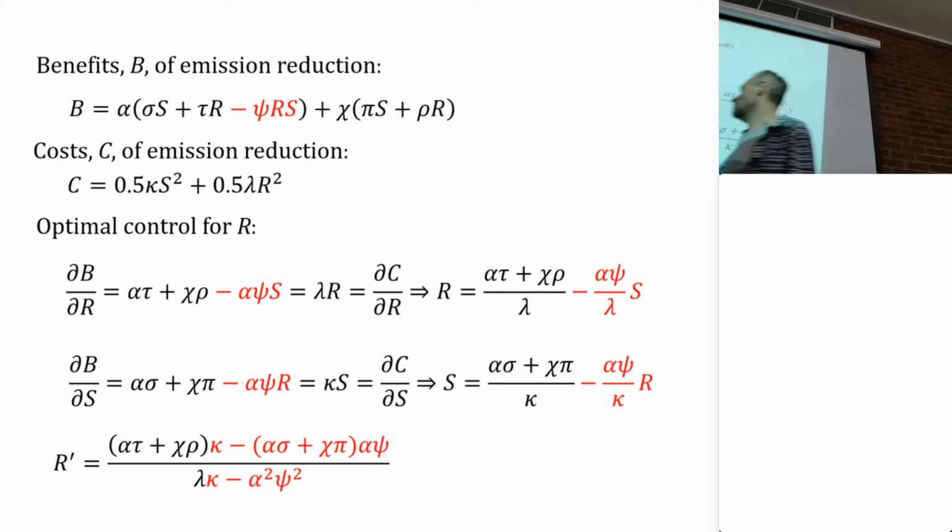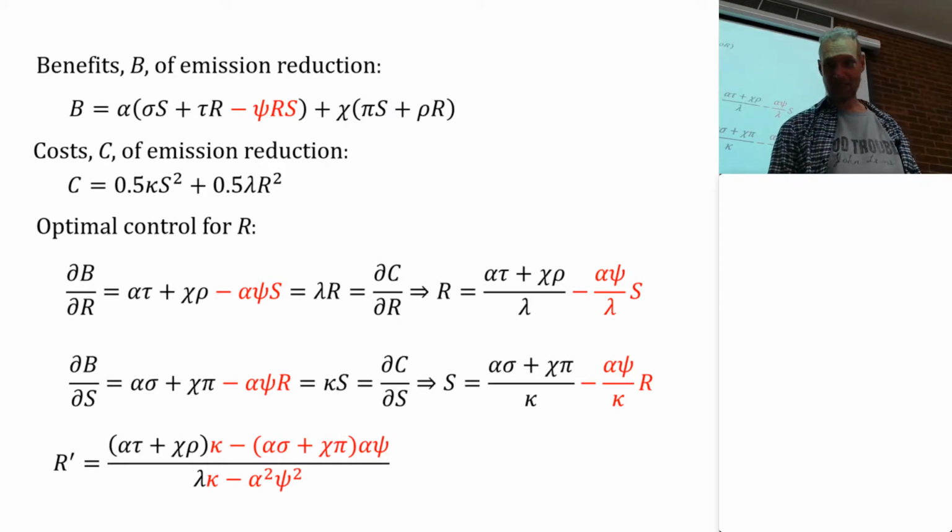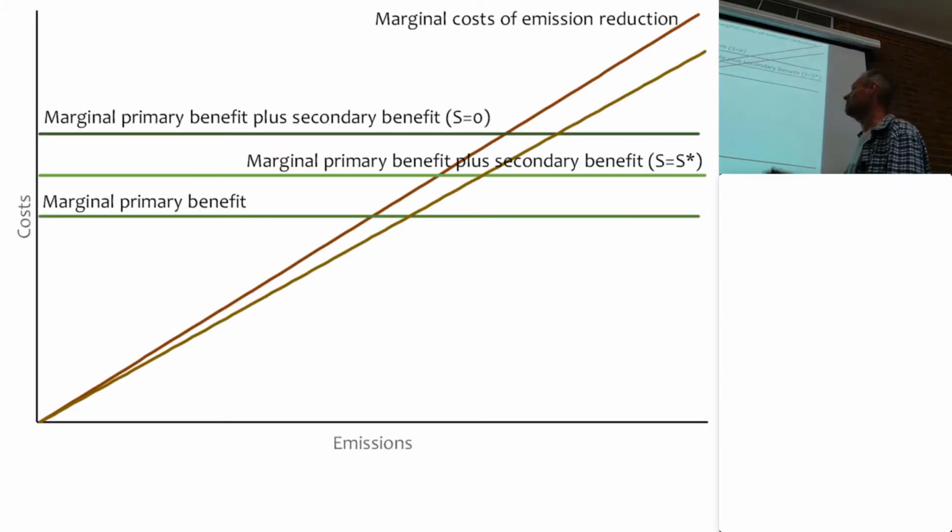The effect of all this is essentially that your curve becomes less steep. So primary benefit, secondary benefit if no air pollution policy, secondary benefit with air pollution policy. And then the other effect is that the marginal cost curve is less steep. It flattens and you move slightly out. So that is what is going on if you have this interaction.